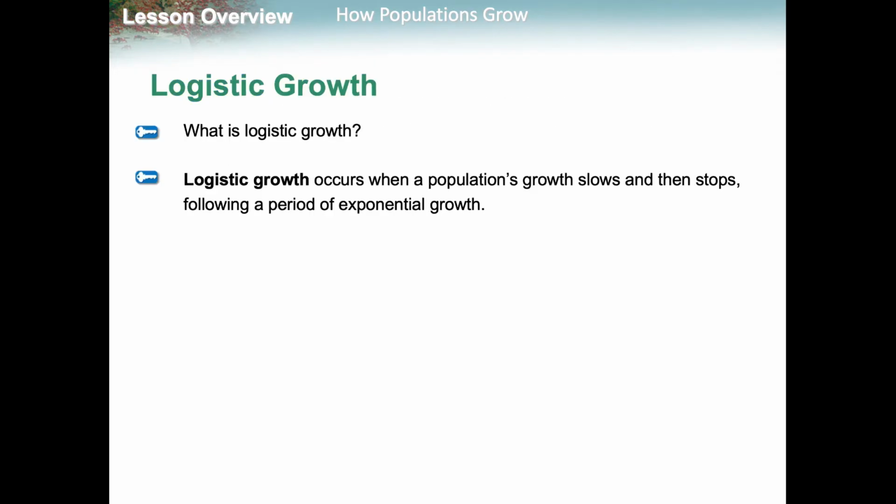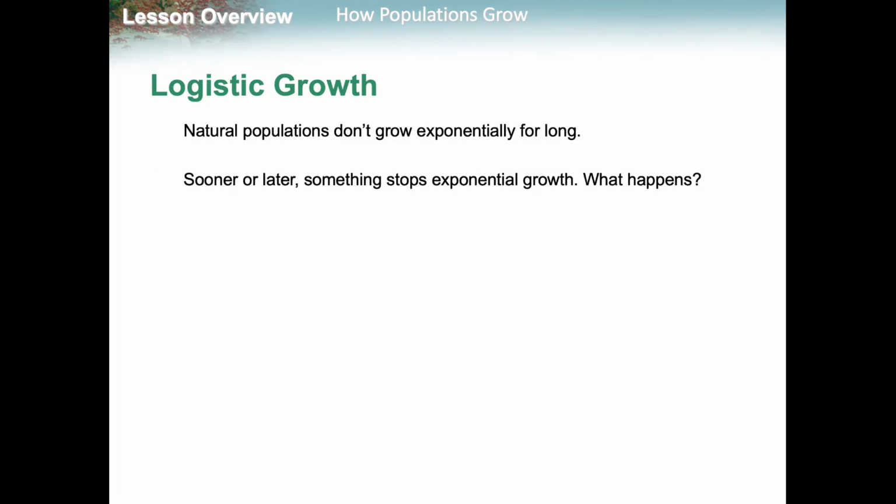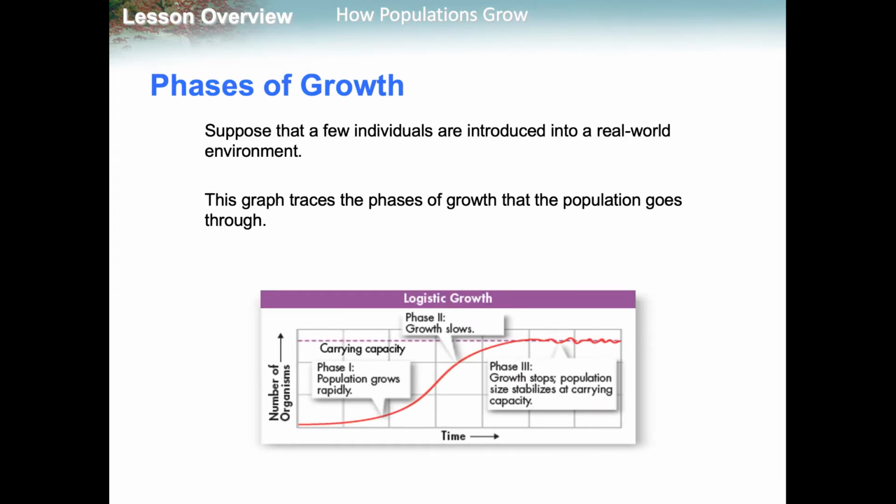And then we have logistic growth, which is when a population grows, then growth slows and then stops. At first, it starts off as exponential growth and then it kind of just slows down. So natural populations don't grow exponentially for long. At some point, we run out of resources or space or different things like that. And then you get something like this. This is called an S curve. So logistic growth usually is referred to as an S. It's a very stretched out S, but it's still an S.